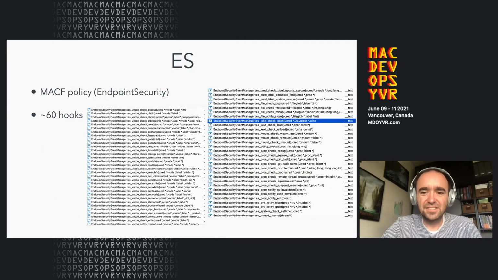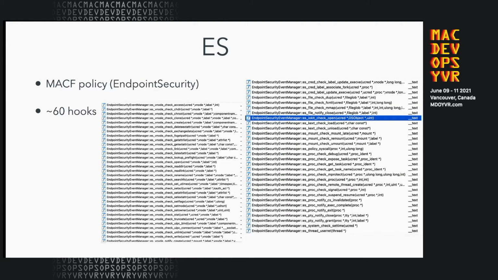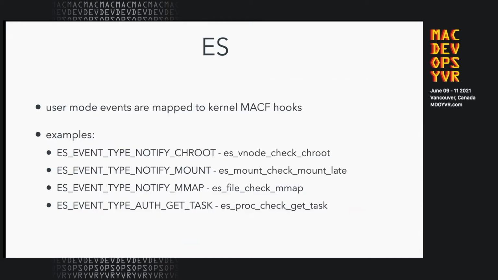Now, let's go back to the MAC framework with Endpoint Security. This is a screenshot from IDA Pro. We can see that at this point, Endpoint Security implements around 60 hooks in the MAC framework, so it's really granular. We can see there are hooks for files, IOKit opening, kext loading, mounting, get task, and so on and so on. So there are a lot of hooks, and these allow really granular inspection of the activities going on.